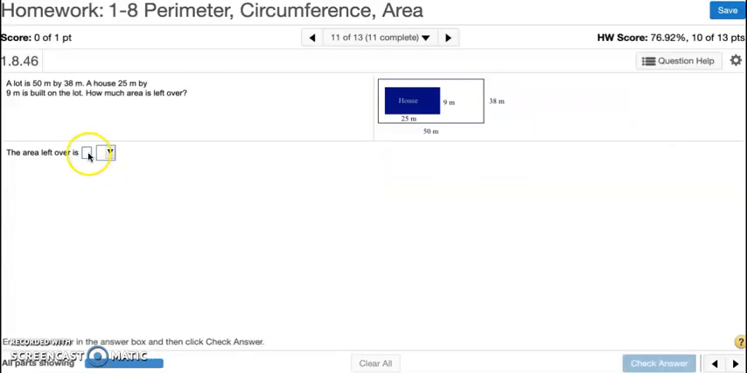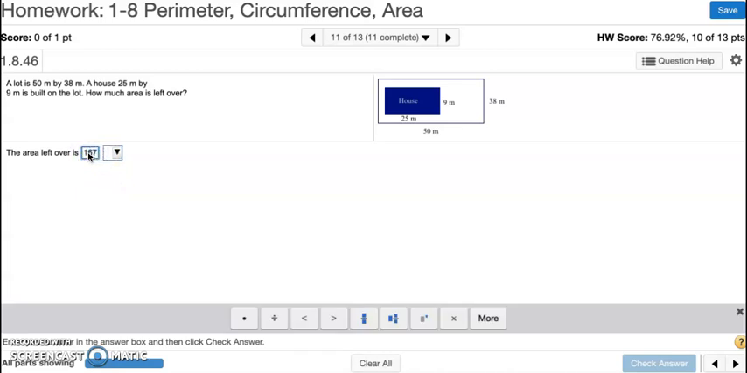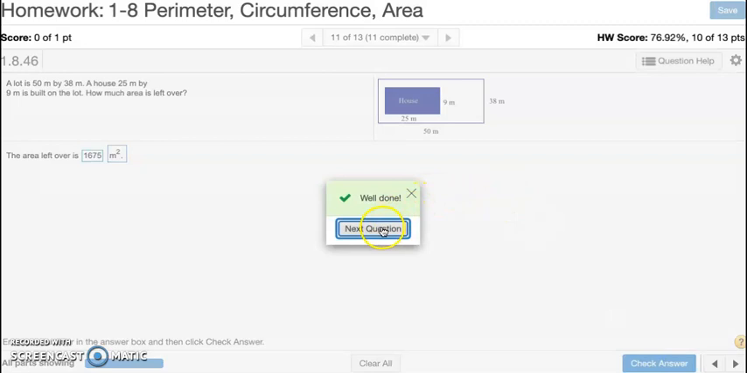So let's type it in. So type in 1675, and area is in units squared, so meters squared would be the choice for that. And that's number 11.